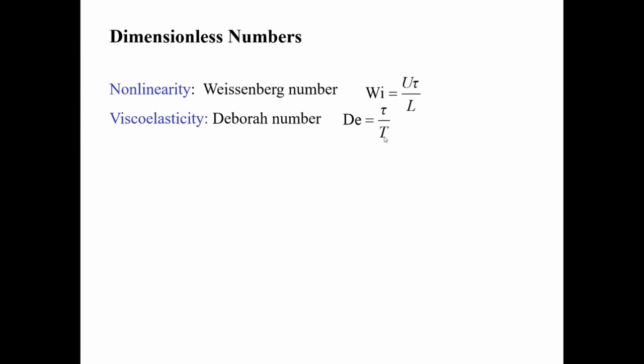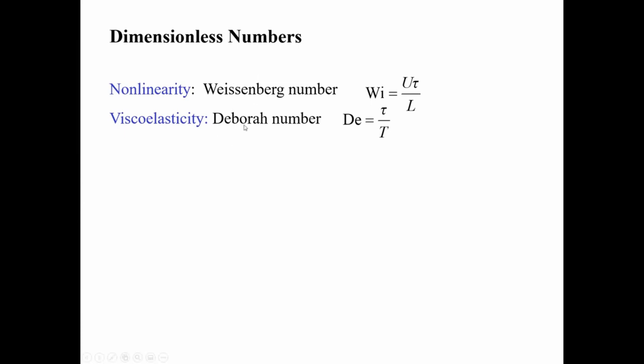So normally these dimensionless numbers, which are all over fluid mechanics, are named after some scientist, usually a white European male. This is indeed the case with Weissenberg. So Weissenberg was a pioneer of rheology.